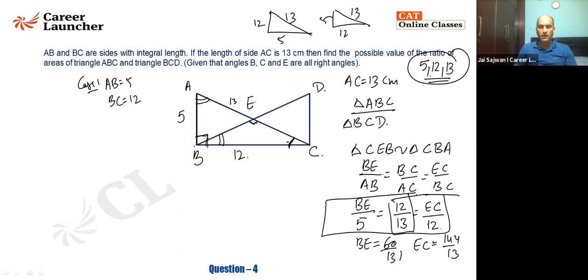Now in the question it is asked, find the possible ratio of area of triangle ABC. Area of triangle ABC, nothing is left to find. It is half of base into altitude. Is that fine? That comes out to be 30. And what is BCD? Look at BCD. Only this portion is known to me. So I need to find out the CD as well. So my dear, BE is coming out to be 60 by 13, and EC is coming out to be 144 by 13.